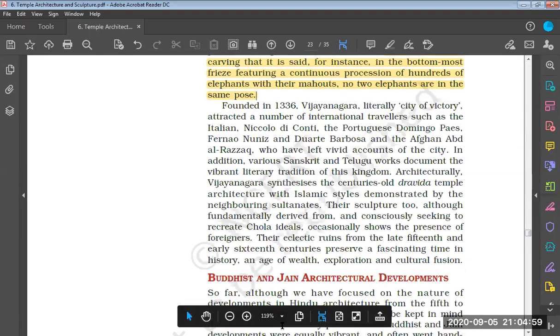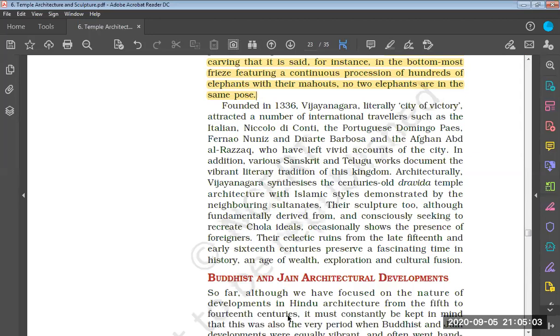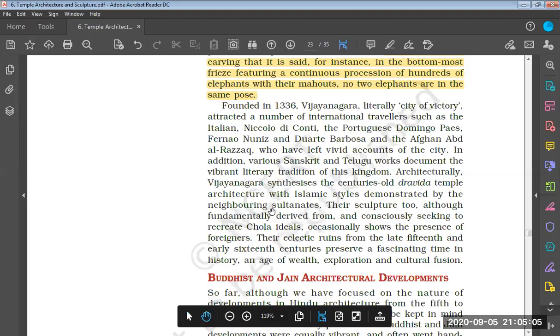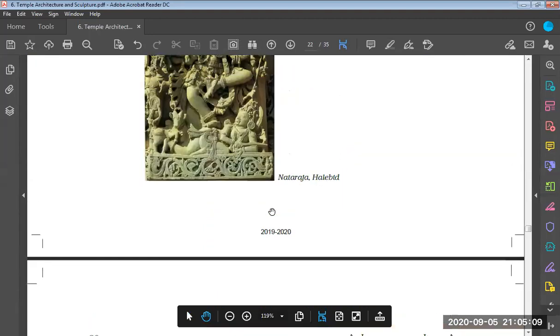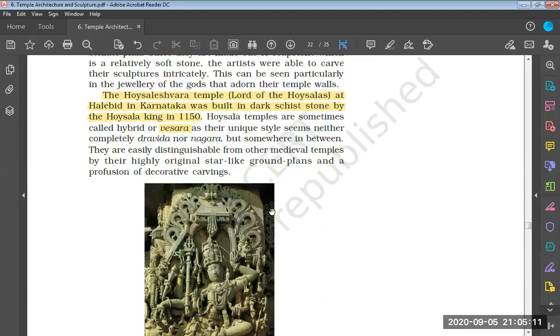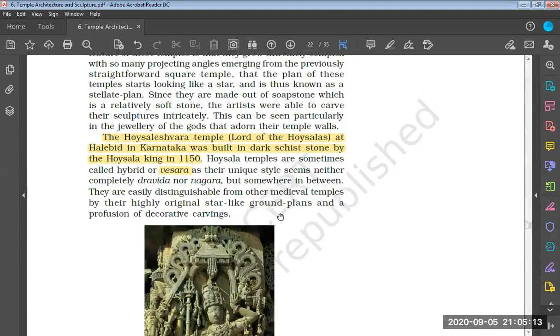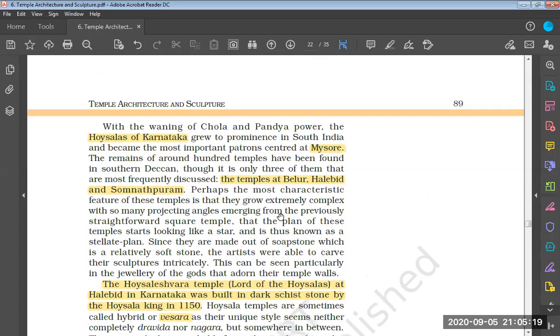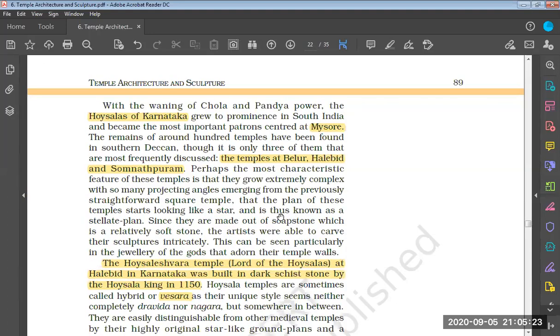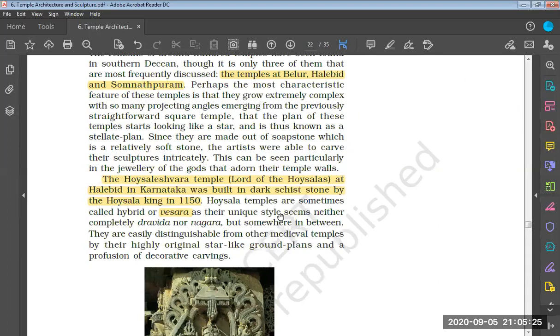Pardon, ma'am, can you repeat Akka Mahadevi again? It is a UNESCO World Heritage Site. From where, ma'am? Akka Mahadevi. It is a UNESCO World Heritage Site. Okay, Mahadevi. But I haven't read Akka Mahadevi yet. Can you repeat? From where? Please point out.